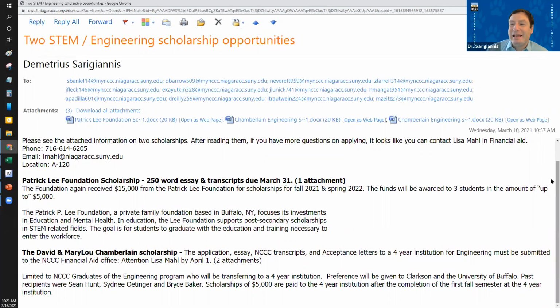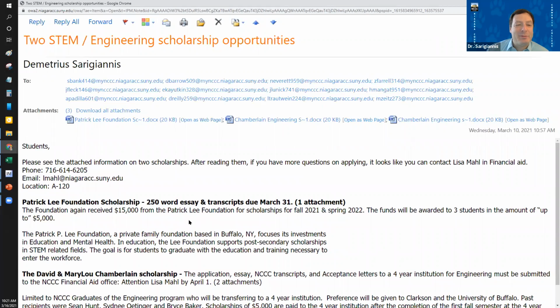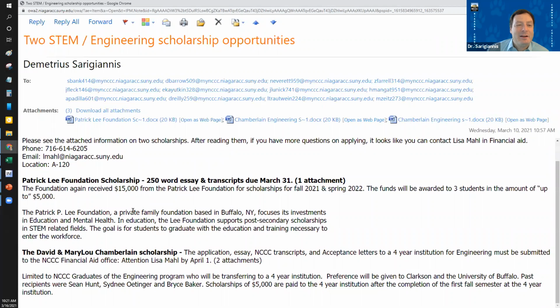So if you didn't get it, email me, let me know. But these are two scholarships for STEM. I meant to talk about it last week, but I didn't. Or well, yeah, I sent it out March 10th. Let's see, Patrick Lee Foundation Scholarship. This is the one that's sort of generic.